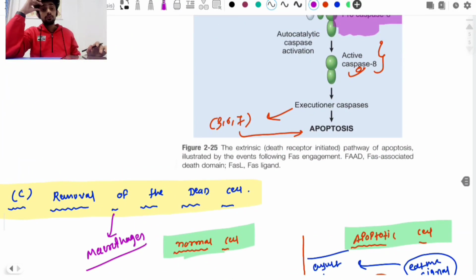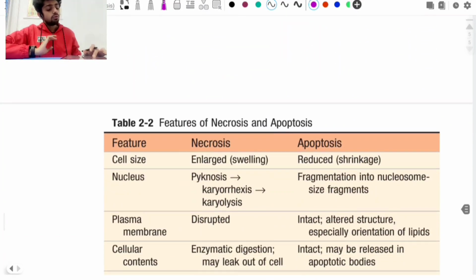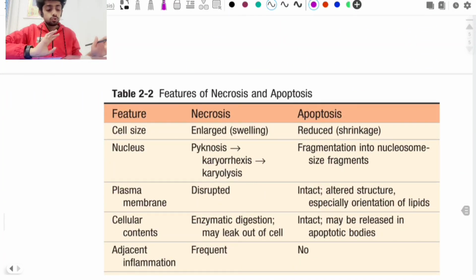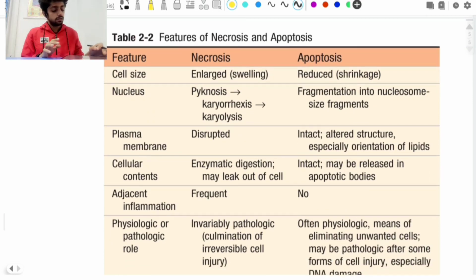So guys, that's all for apoptosis. In the previous video I told you about necrosis. In this video I told you about apoptosis. So now I am going to go through the differences between necrosis and apoptosis, to summarize in one table.